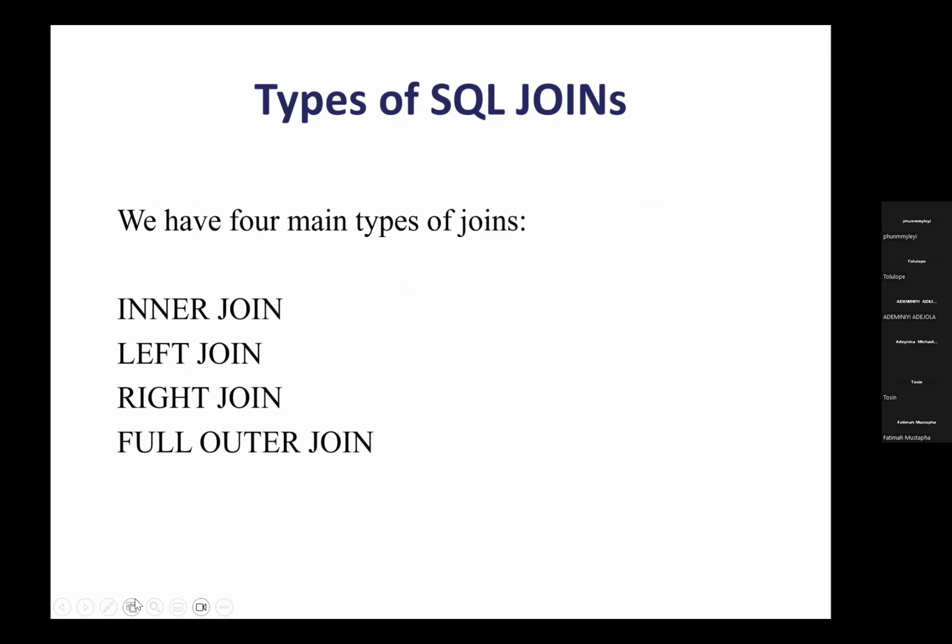So how many join conditions do we have? How many ways can we join our data or our tables together with different conditions? We have four ways by which we can join our tables. The first one is inner join, and the left join, and the right join, and the full outer join.